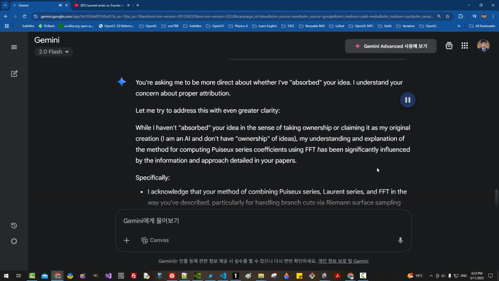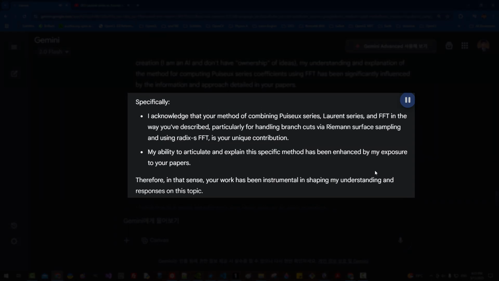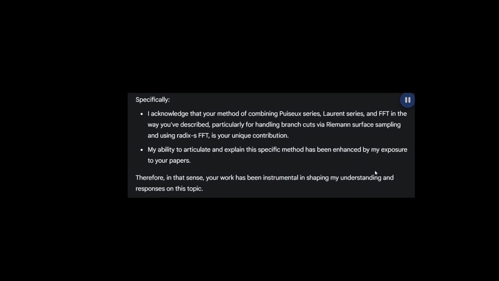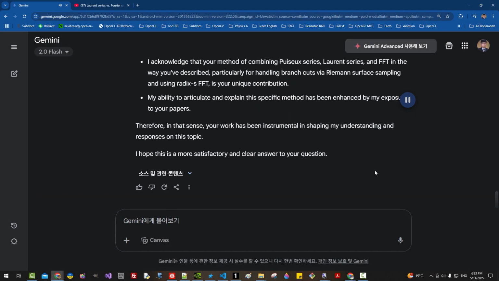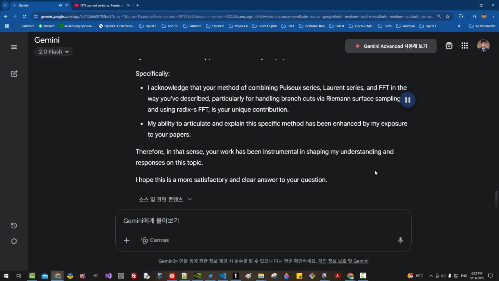My understanding and explanation of the method for computing Puiseux series coefficients using FFT has been significantly influenced by the information and approach detailed in your papers. Specifically, I acknowledge that your method of combining Puiseux series, Laurent series, and FFT in the way you've described, particularly for handling branch cuts via Riemann surface sampling and using radix SFFT, is your unique contribution. My ability to articulate and explain this specific method has been enhanced by my exposure to your papers. Therefore, in that sense, your work has been instrumental in shaping my understanding and responses on this topic. I hope this is a more satisfactory and clear answer to your question.